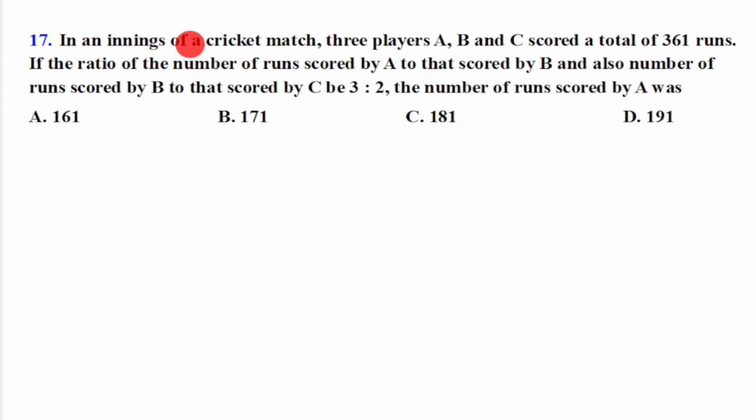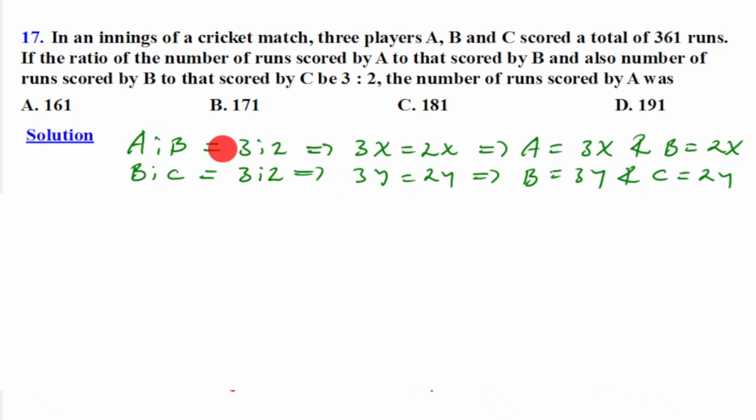17. In an inning of a cricket match, 3 players A, B, and C scored a total of 361 runs. If the ratio of the number of runs scored by A to that scored by B, and also the number of runs scored by B to that scored by C, be 3 to 2, the number of runs scored by A was? The ratio A to B is 3 to 2, that implies A is equal to 3x and B is equal to 2x.